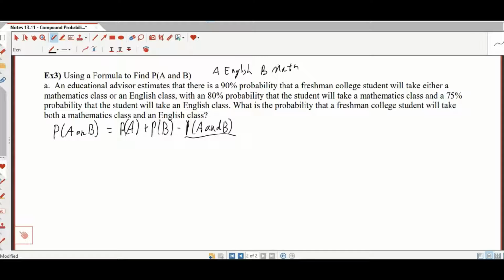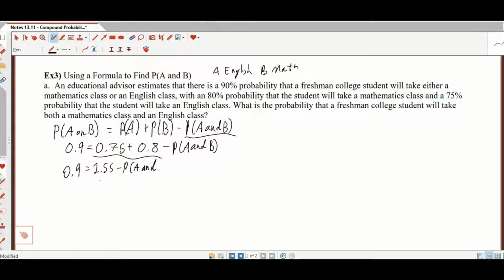The probability of A or B, there's a 90% probability that they might take either, so 0.9 is equal to the probability of A, they're going to take an English class, is 0.75, plus the probability of B, that they're going to take a math class, is 0.8, minus the probability of A and B, which is what we're trying to find. Do a little simplification. 0.75 plus 0.8 is 1.55. So 0.9 equals 1.55 minus the probability of A and B.